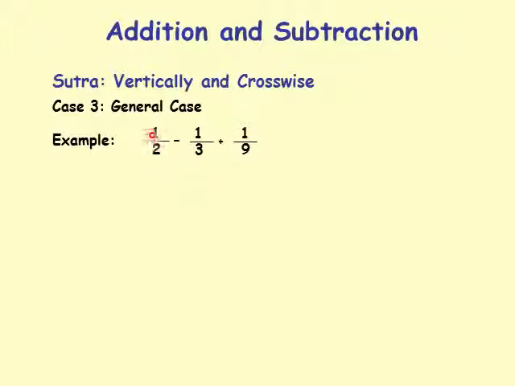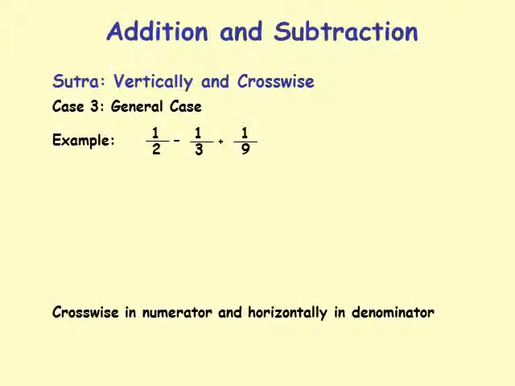But I'm going to solve all three fractions together. 1 over 2 minus 1 over 3 plus 1 over 9. And we will use vertically and crosswise. Let's see what I'm trying to do here. We'll do crosswise in the numerator and horizontally in the denominator. Okay, let's continue.